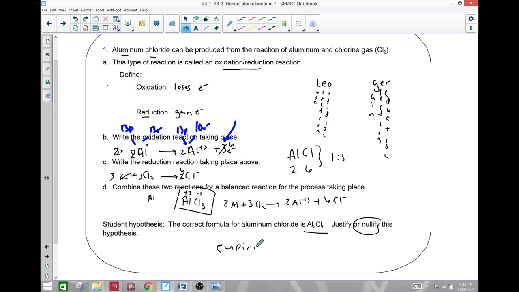Remember, this is an ionic compound that is simply a bulk crystal, so we want to make sure we understand that idea.